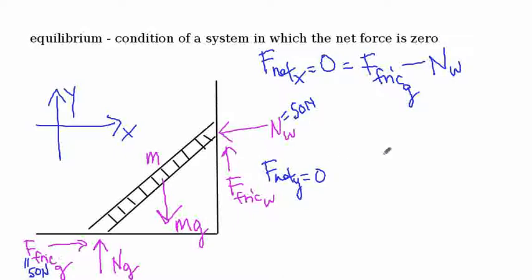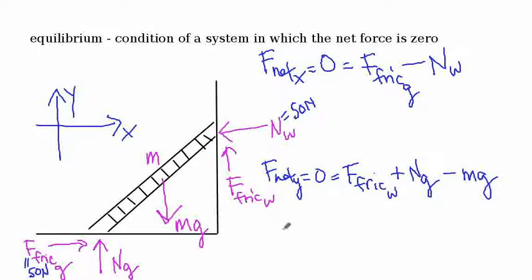All right, now let's do the vertical. What are the upward forces? Well, we've got friction from the wall. We've got the normal force up from the ground. And then the gravity is downward, so I'm going to put a minus mg there. And so there you have it. That would be what you could solve for this one.